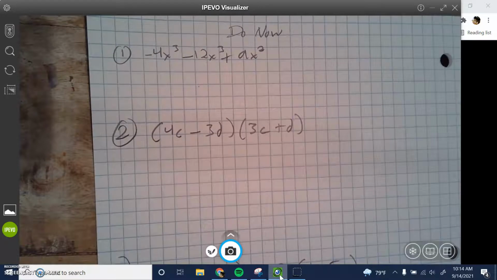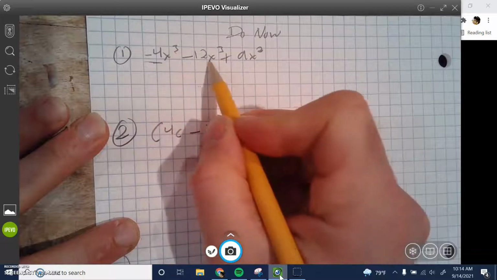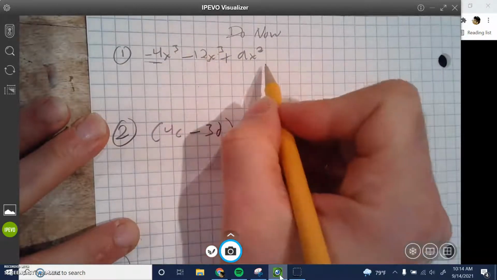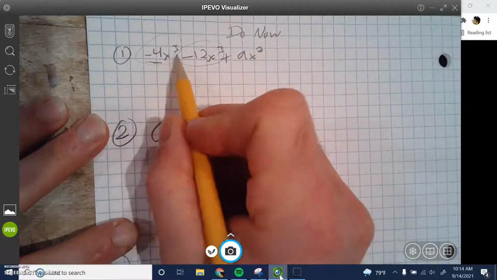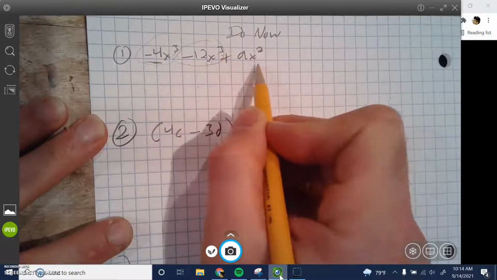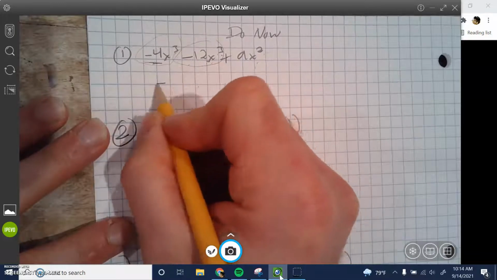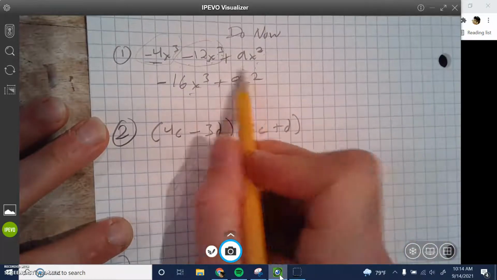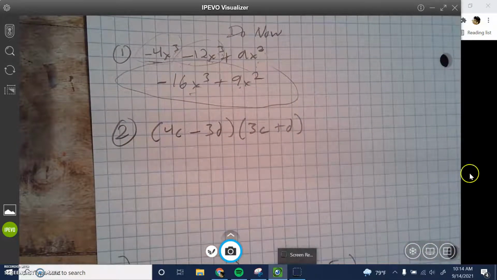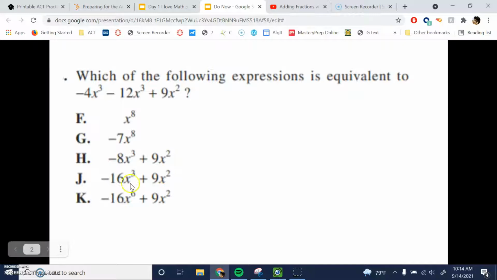All right, let's see what it is. Well, we combine like terms, the same variable to the same power. So negative 4x to the third and negative 12x to the third are like terms. This is x squared, so I'm not putting that together. So negative 4 minus 12 is negative 16x to the third plus 9x squared. These are not like terms, so that should be the final answer. So the answer would be J.